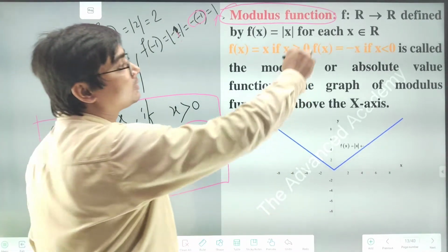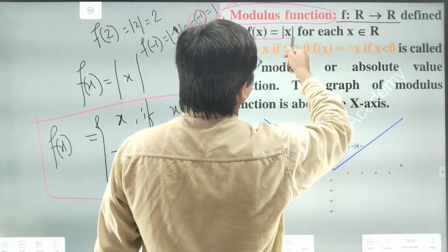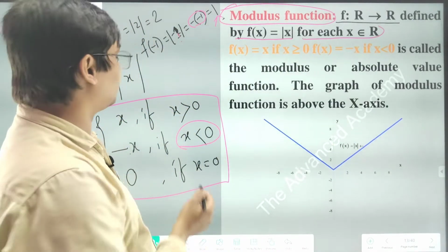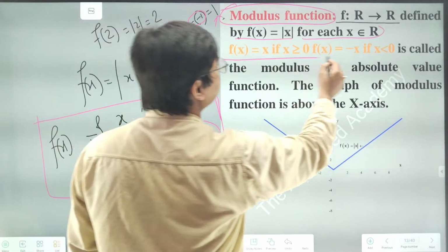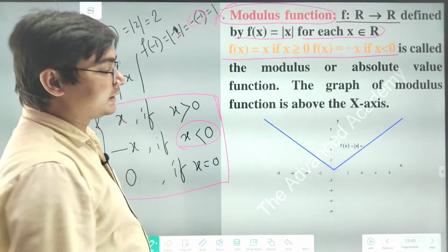Yes, you see the definition, f from R to R defined by f of x is equal to mod x for each x belongs to R is a modulus function. Yes, and I have written the history of the modulus function here. Yes, and the graph of this modulus function is this one.